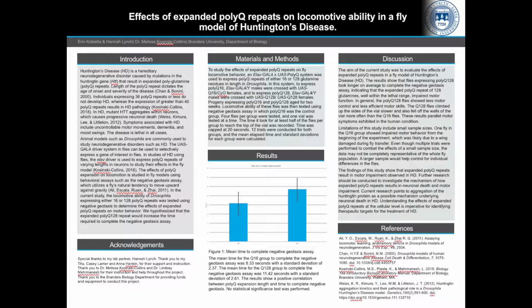The findings of the study show that expanded polyQ repeats result in motor impairment observed in HD. So further research should be conducted to investigate the mechanism of how the expanded polyQ repeat results in neuronal death and motor impairment. Current research points to aggregation of the Huntington protein as a possible mechanism underlying neuronal death in HD. So understanding the expanded polyQ repeat and how it causes aggregation of the Huntington protein at the cellular level is imperative for identifying therapeutic targets for the treatment of HD.